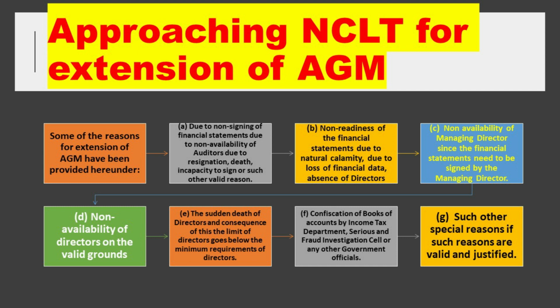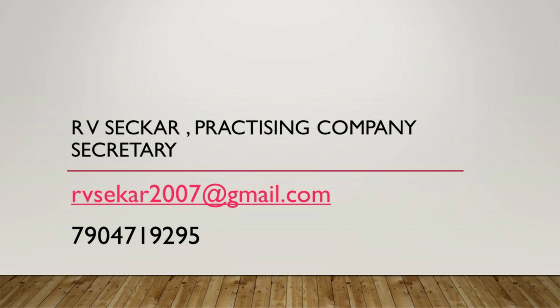Natural calamity, see, now Corona is there. Due to Corona fear, the financial statements of the company are not ready, or due to a calamity like a hurricane or flood, or due to loss of financial data because of a hurricane or flood. So you can approach the ROC to extend the date of the AGM.